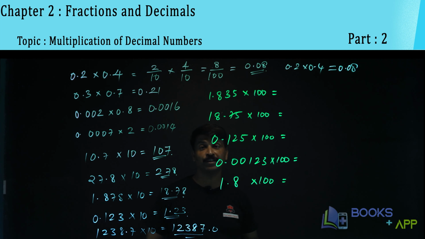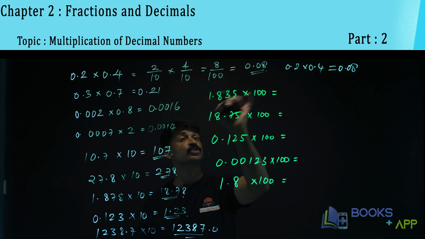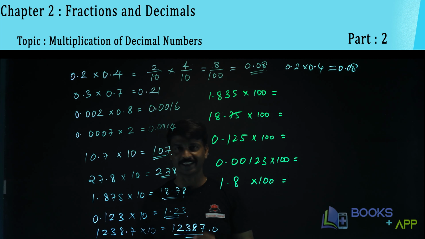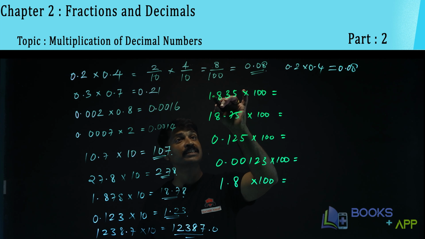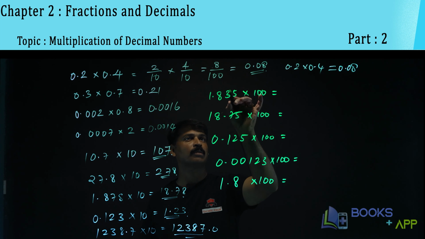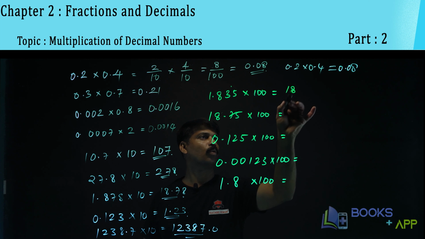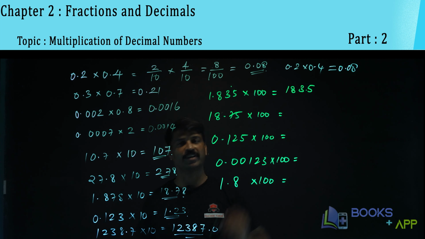When you multiply by 100, you should move 2 places to the right. 2 zeros are there, isn't it? So 2 places means the decimal point will jump here, one more jump. So the decimal point will come here. So what is the answer? 183.5. Clear? Now can you tell me what the answer is here?